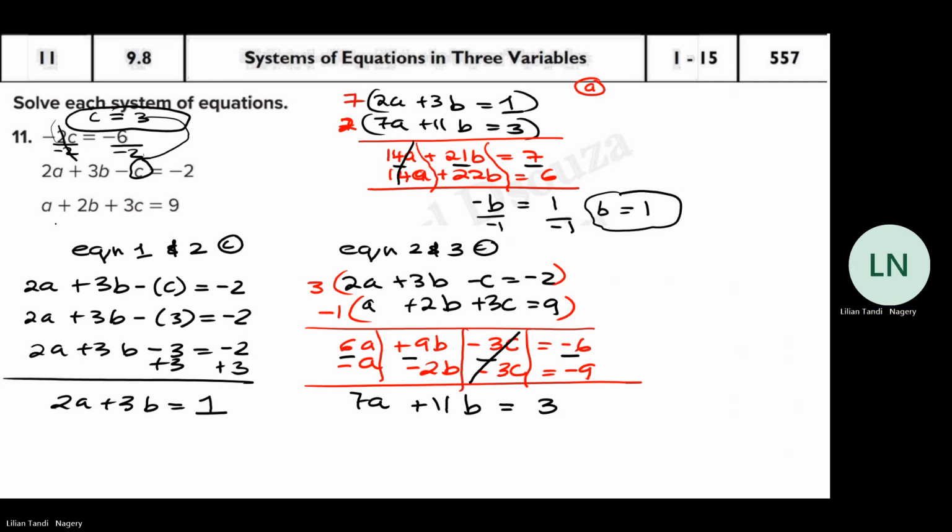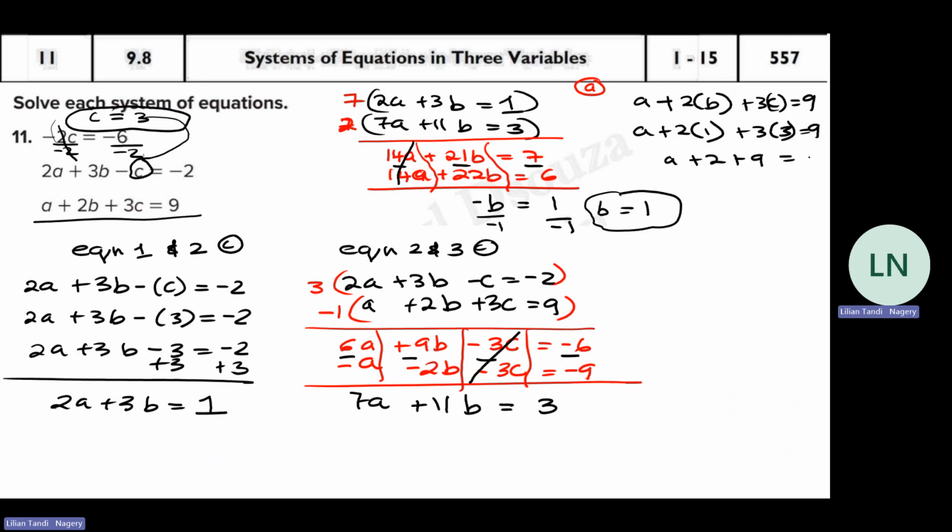Okay. Use this equation to find A. A plus 2B plus 3C equals 9. A plus 2 times 1 plus 3 times 3 equals 9. A plus 2 plus 9 equals 9. 9 minus 9, A plus 2 equals 0. Minus 2 minus 2, A equals negative 2.